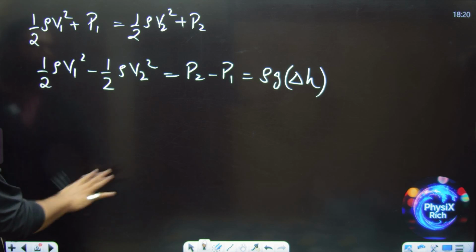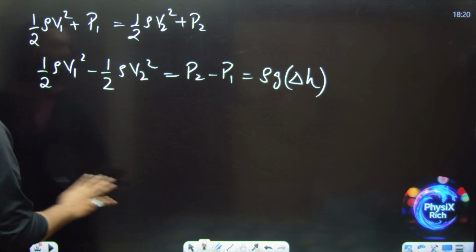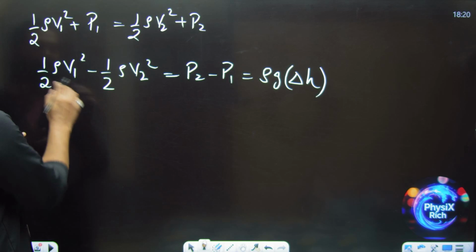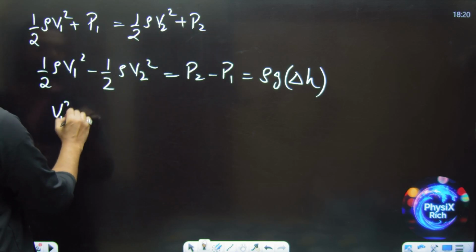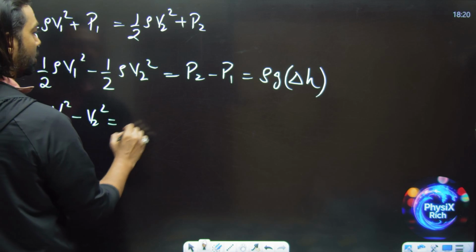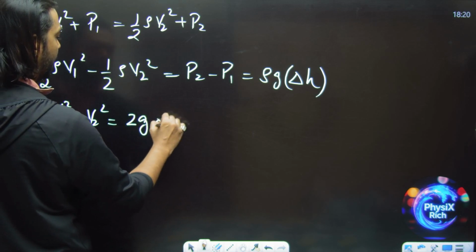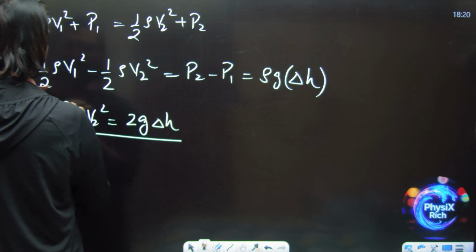Now, what do we have to do? We have to see that this rho gets cancelled. This 2 can go on that side. V1 square minus V2 square simply becomes 2g delta h. Okay.